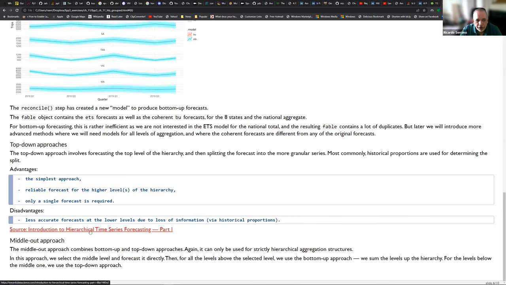And there's a good article here that I included. It's called Introduction to Hierarchical Time Series Forecasting, Part 1, which explains a lot about this type of approaches. There's also a middle-out approach, okay? Which combines the bottom-up and the top-down approaches, okay? This one, the book doesn't give us an example. Right? Just for the bottom-up, which is the approach that apparently the authors prefer. Okay. Any questions so far?